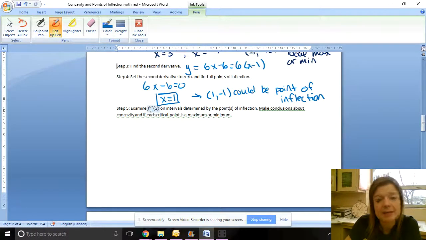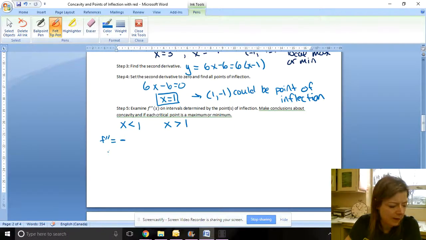Okay, so we're going to examine the second derivative on intervals determined by step 4, so we can make conclusions about concavity and whether each critical point is a max or a min. We're going to look before 1 and after 1, because that's our point of inflection. The second derivative before 1 is, think about it, a smaller number than 1 being subtracted by 1. So it's negative in this section.